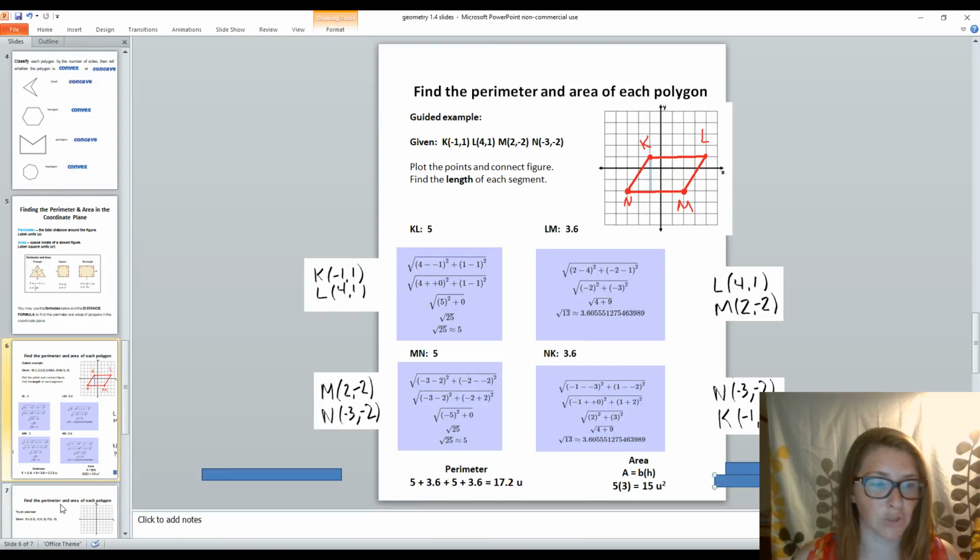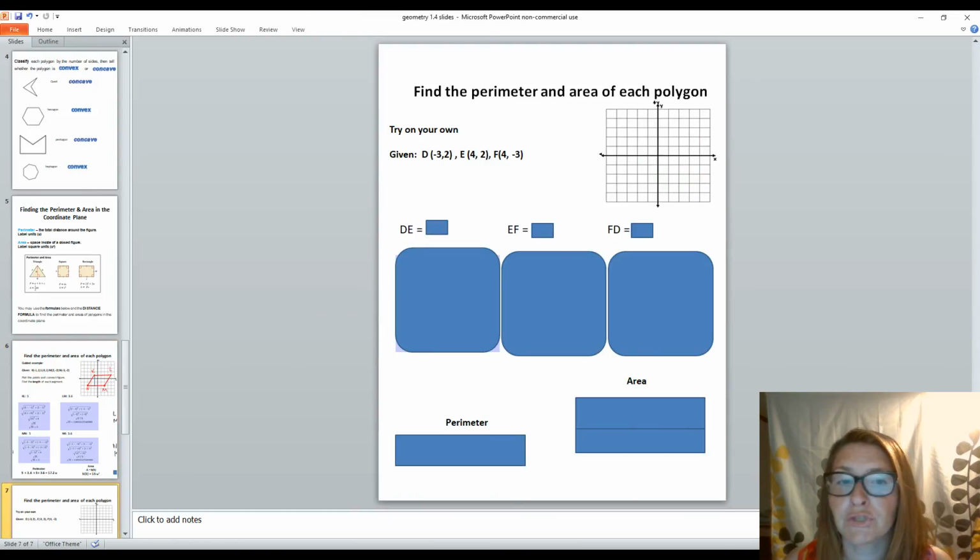All right, last one to try. Pause your screen, try this one on your own. You're going to start off by plotting your points and connecting to figure out your shape. Then you're going to find the length of all the sides. I actually took the time to identify each side for you. You will be able to do that on your own later on. And then you're going to find the perimeter and the area.